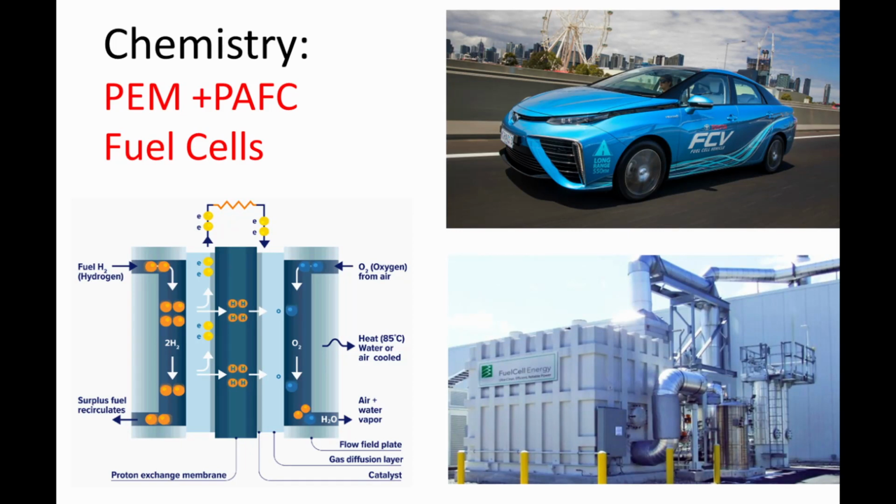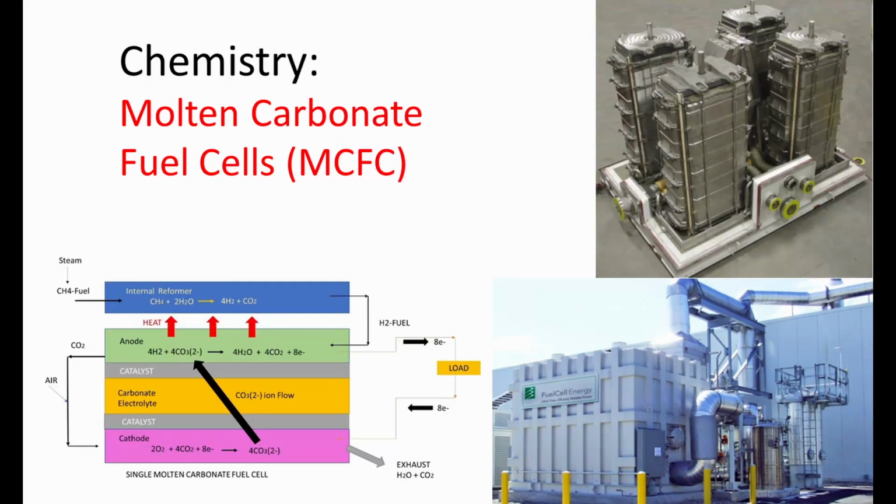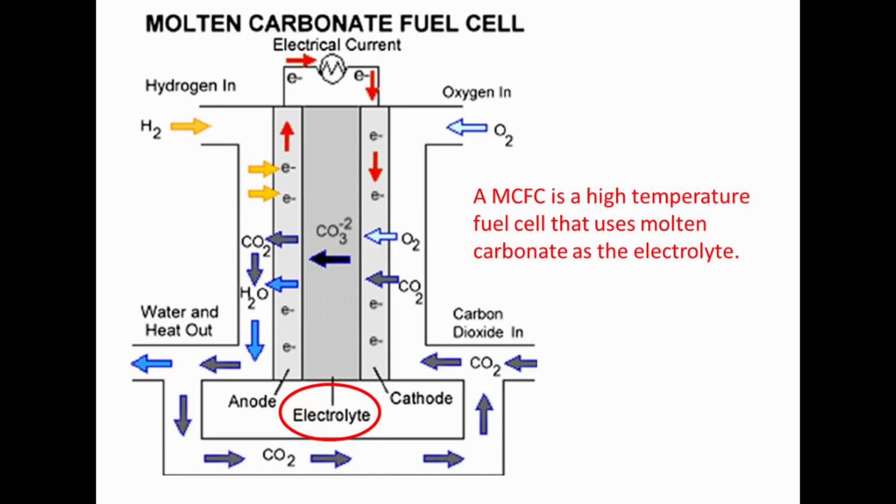I hope you've seen my previous video on PEM and phosphoric acid fuel cells. The next type of fuel cell I want to discuss are molten carbonate fuel cells. A molten carbonate fuel cell, or MCFC, is a high-temperature fuel cell that uses molten carbonate as the electrolyte.